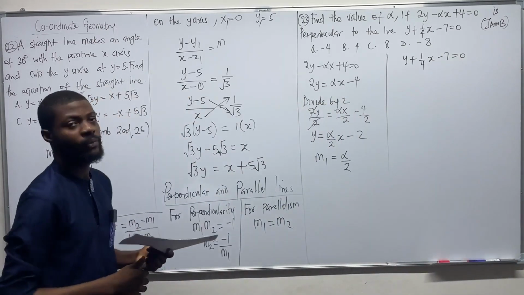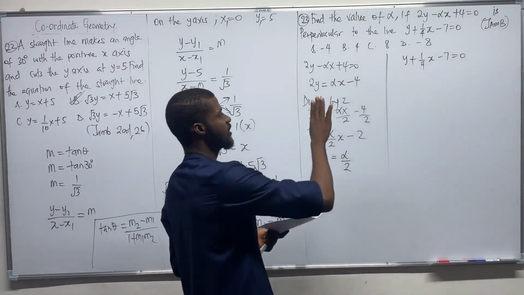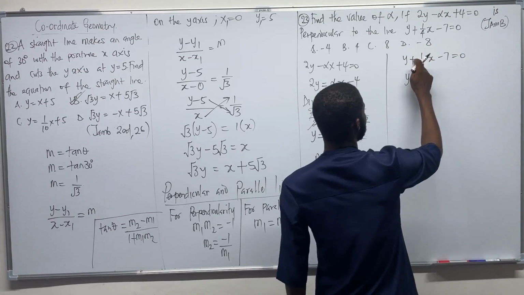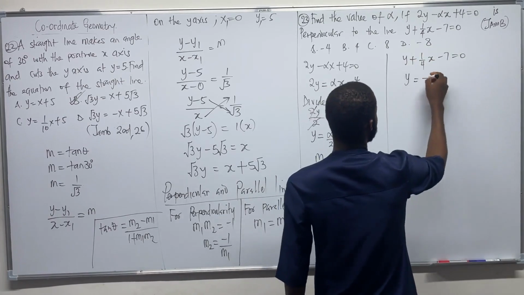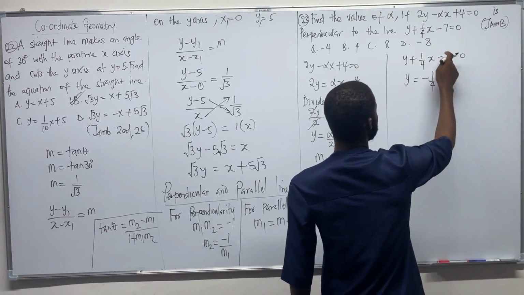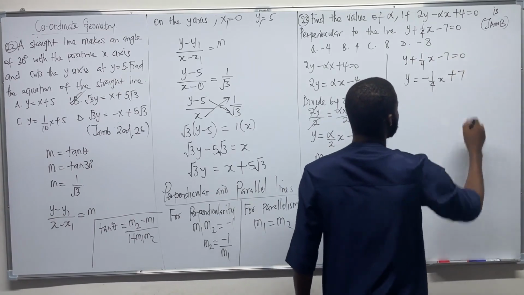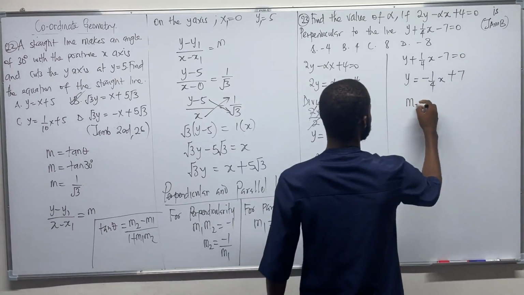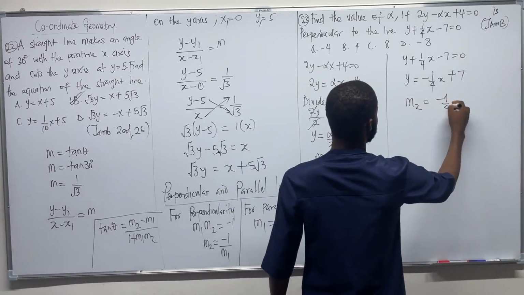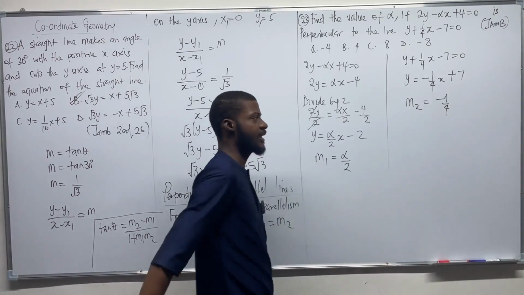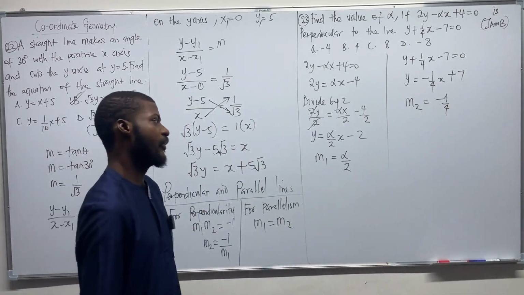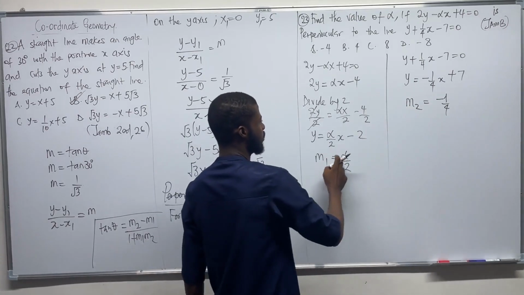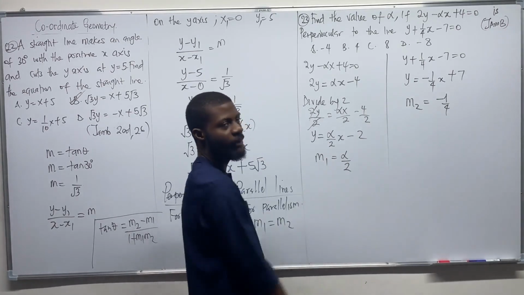Now, let us make y also stand alone. So I'm going to take every other term to the other side. So this is y equal, plus 1 over 4x goes over becomes -1 over 4x. Minus 7 goes over becomes plus 7. So that's what we have. Now the next thing I'm going to do is to say m2 is equal to -1 over 4, because that's what's attached to x. Now remember that these two must always multiply to give you -1, because they are perpendicular.